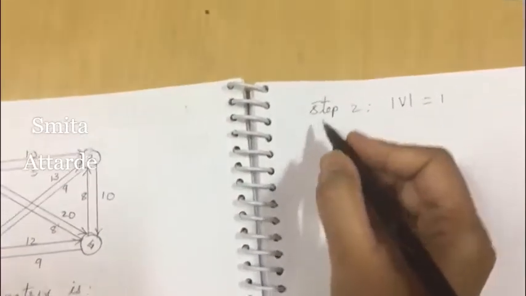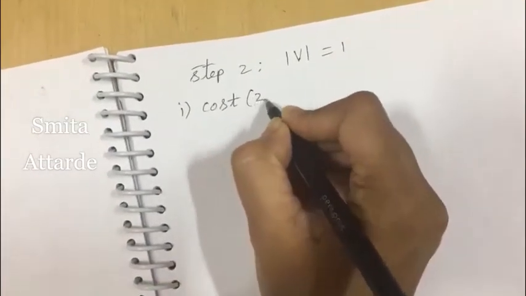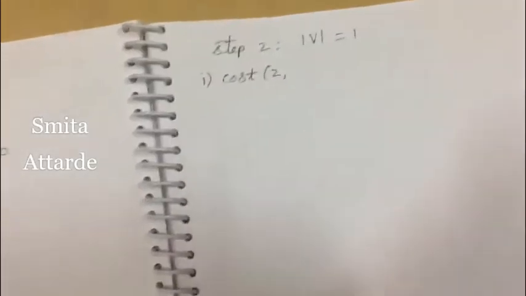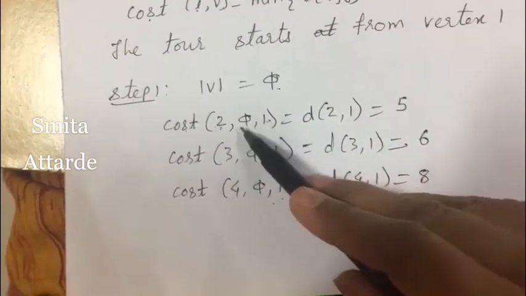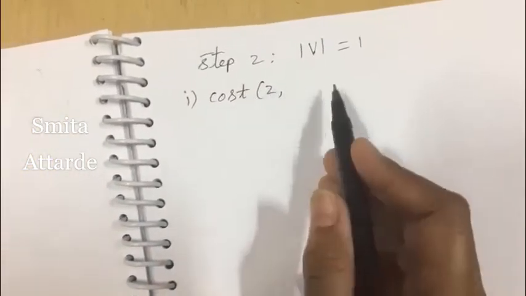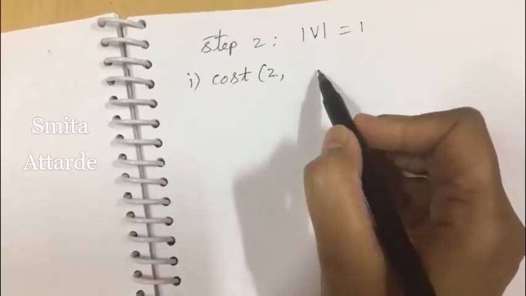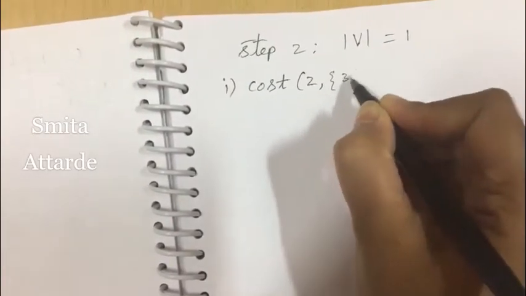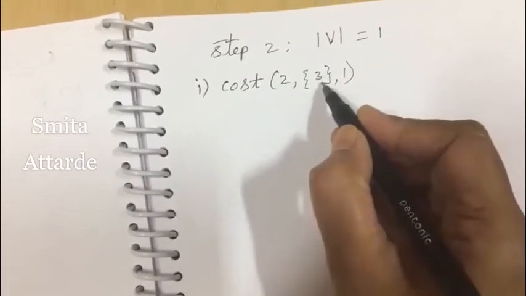So here the first case I'll write cost 2. Now again we have to find out the distance from 2 to 1 as we have done here. We have found out the distance from 2 to 1 when the intermediate vertex is null. Now again we are finding out from 2 to 1 when the intermediate vertex is a single vertex. Now except 2 and 1, the remaining vertices are 3 and 4. So the intermediate vertex can be 3 or can be 4. So first we'll consider 3.